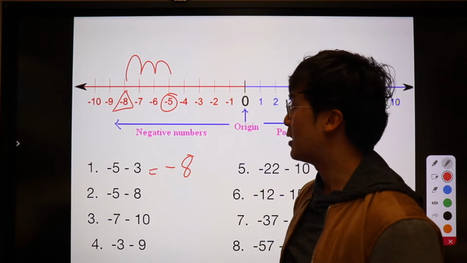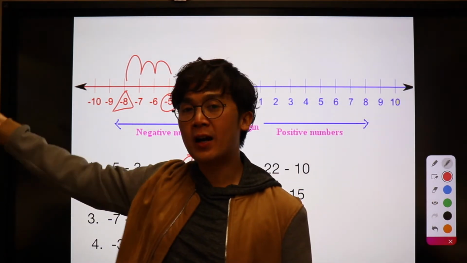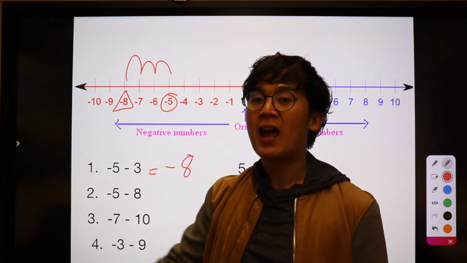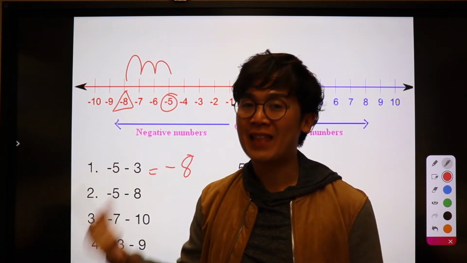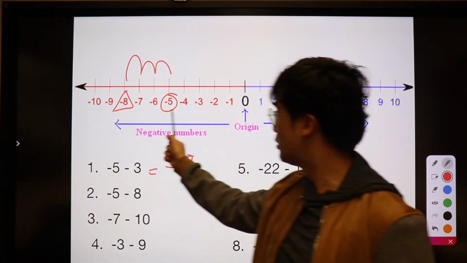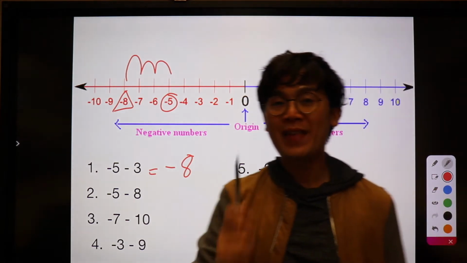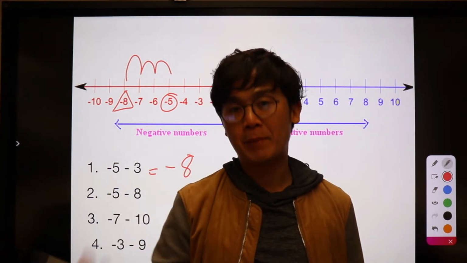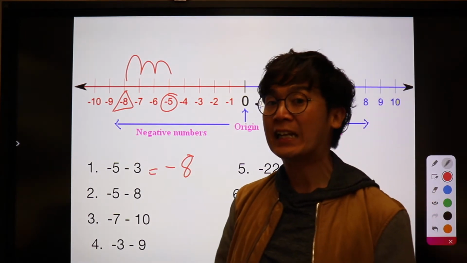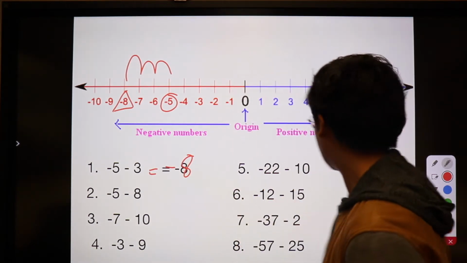So remember, the farther you are to the negative line or to the negative side of the number line, the lesser the value of that particular number. And if your negative number is getting closer and closer and closer to 0, that means your negative number is getting bigger and bigger and bigger. So that is something that you need to think about when you are dealing with a negative number. So this is negative 8.